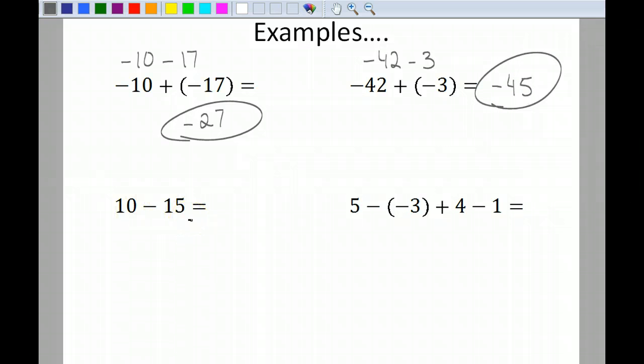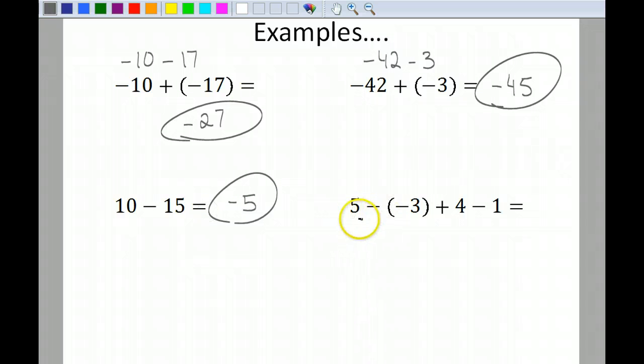10 minus 15. My signs are different. I have a positive and a negative. So I'm going to take the small number from the large number. What's 15 minus 10? 5. And what's the sign of my larger number? Oh, it's negative, so my solution is negative 5.